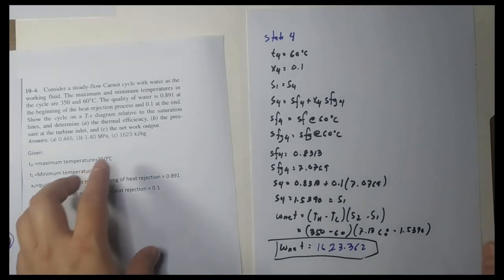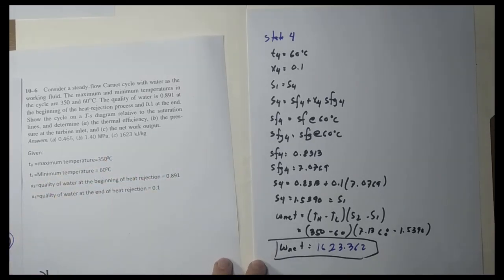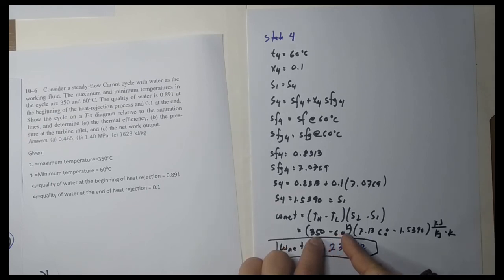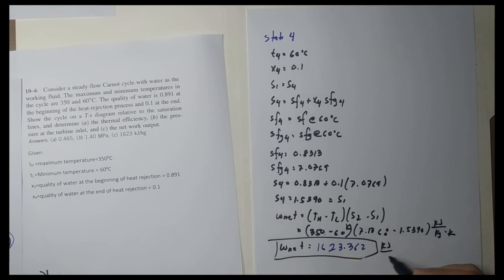Anong kanyang unit? Ito ay Kelvin. Ito ay kilojoules per kilogram Kelvin. Sir, bakit Kelvin yan? Di ba Celsius? Pwede mong maglagay ng 273 plus 273 plus 273. Pagka-cancel out lang. Pero Kelvin talaga yan. Kaya ang unit is kilojoules per kilogram. Okay? Yun yun. Okay? That's it.